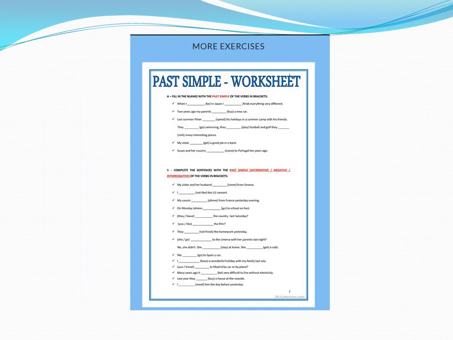Now, on this sheet we can find two more different kinds of exercises. Part A is to fill in the blanks with the past simple of the verbs in brackets or parentheses. So the students carefully fill in each blank with the right form of the verbs given here in the past simple tense. Then the second part is to complete the sentences with the past simple affirmative, negative or interrogative form of the verbs in the brackets. It's very easy to do and very good for their learning as well.